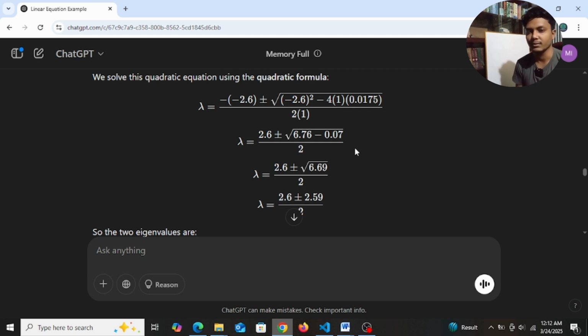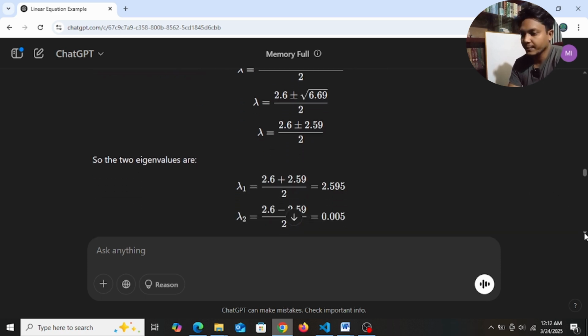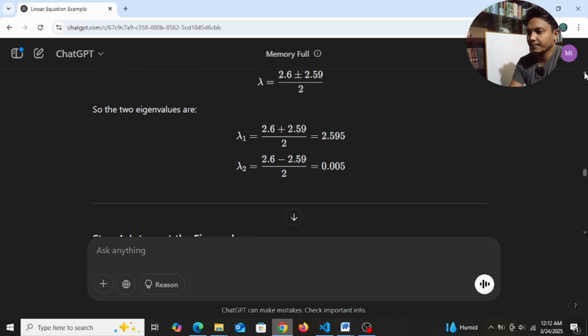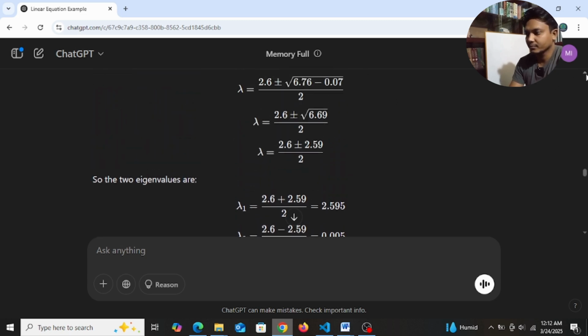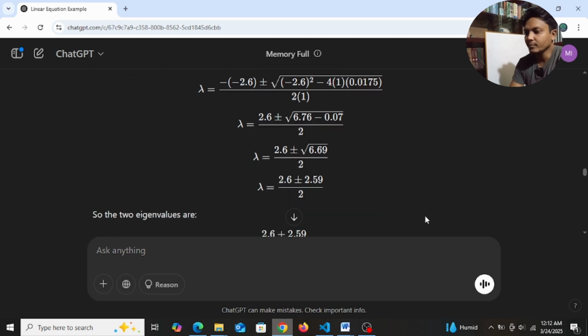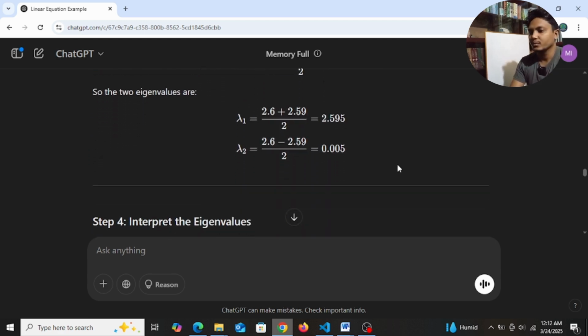If you don't understand, you can check another video, or I will make another video for this. So we are getting values for lambda. Finally we are getting two values for lambda, right? You can see here the plus minus, that means two values would be there.